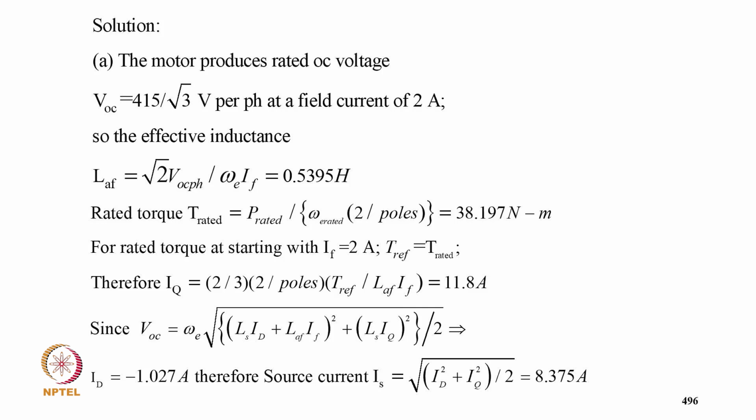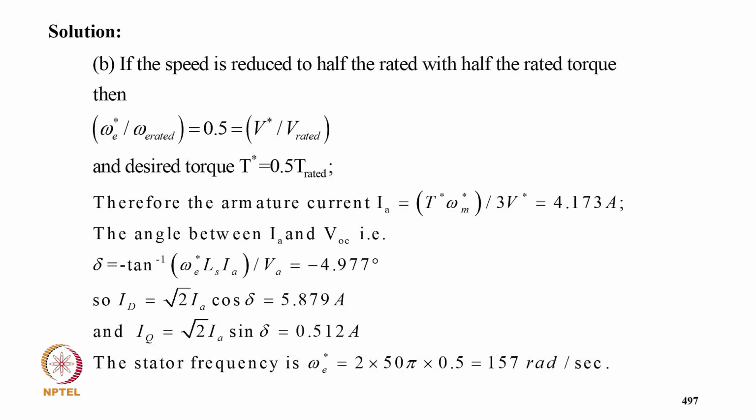Coming to the solution, the motor produces rated open circuit voltage VOC equal to 415 by root 3 at the field current of 2 amp. So Lf equals VOC upon ω If, which comes to 0.5395 Henry. T rated equals P rated upon ωm, that is 38.1 Newton meter, and T reference equals T rated. So Iq equals 2 by 3 times root 2 T rated upon Lf If, that's 11.8 ampere, and VOC is ωe under root of Ld Id square plus Lf If whole square plus Lq Iq square by root 2. So Id comes minus 1.027. Therefore, the stator current Is is root of Id square plus Iq square by 2, that is 8.375 ampere.